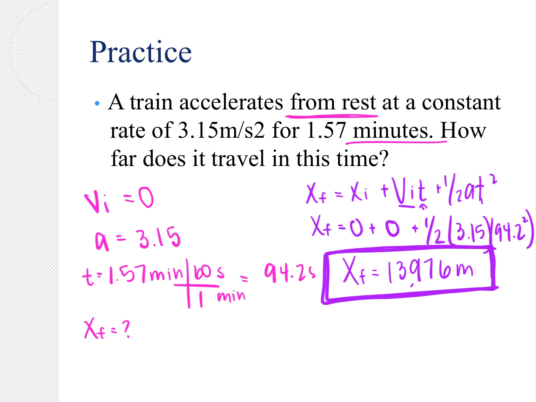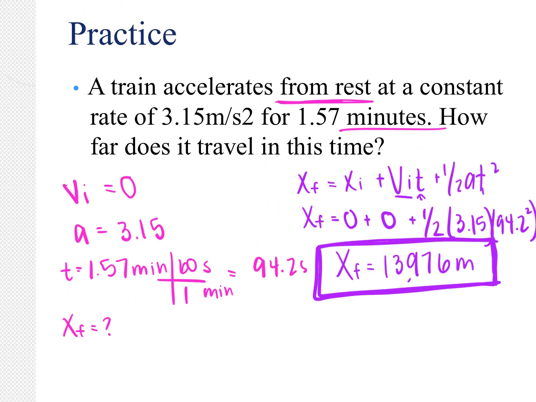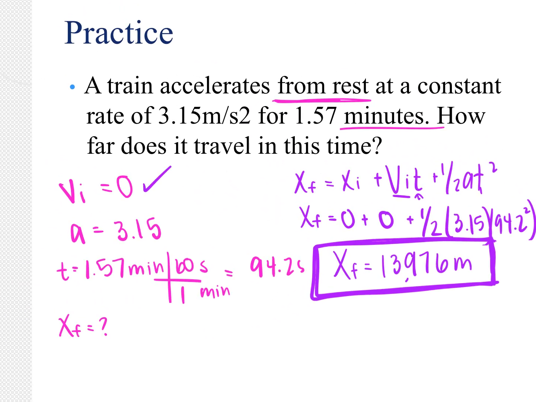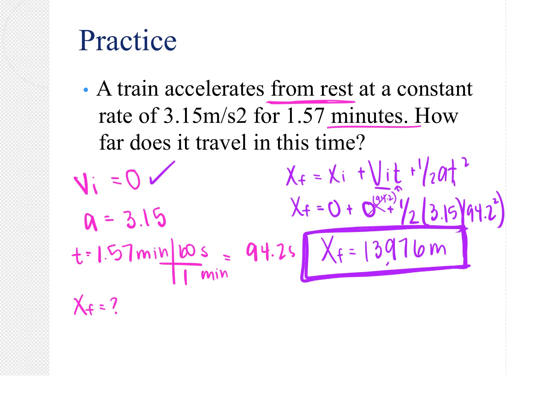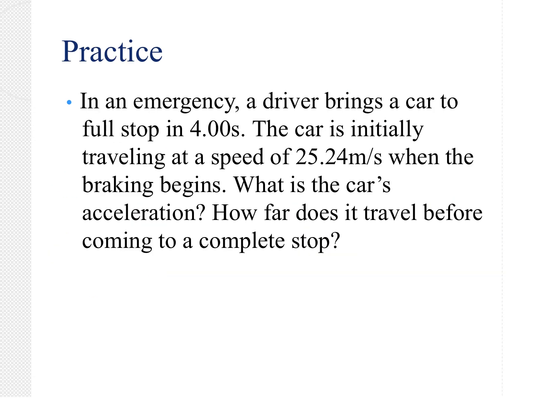Any questions about the algebra or how we came up with that? Where it says VIT, why don't you put the time? Okay, good. Because VI was equal to zero, I could have taken zero times 94.2, but anything times zero would just be zero, wouldn't it? So we just leave it out. Anytime our velocity initial is zero, we can just plug it as zero. Okay, so try it on your own, and I'll get it up here in just a minute or so.